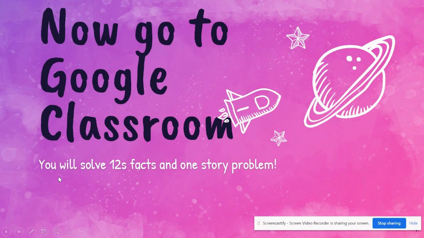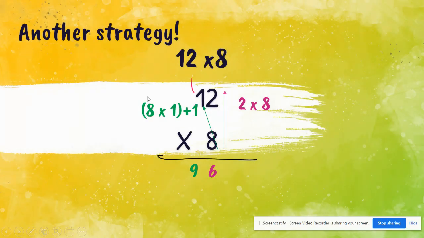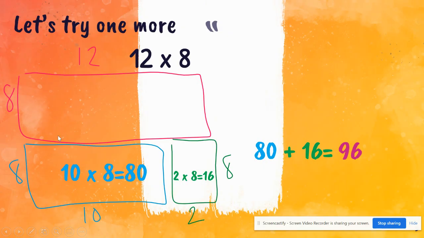And now you'll go into Google Classroom and you have some 12s facts to solve and one story problem. Now, I'm not giving you multiple choice for the 12s facts. You need to figure out the answer on your own. Please make sure that you're using a piece of paper at home, and I want you to try either the stacking strategy or the array strategy. And at the end, I will ask you, did you use the stacking strategy or the array strategy?